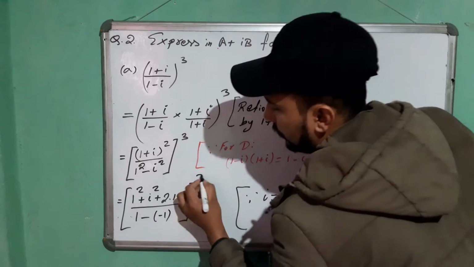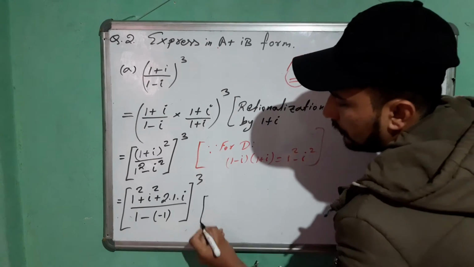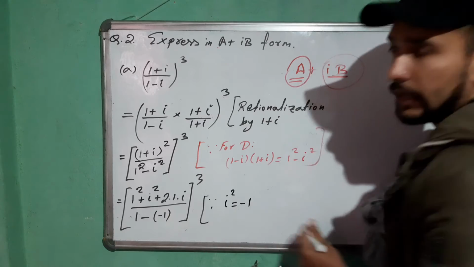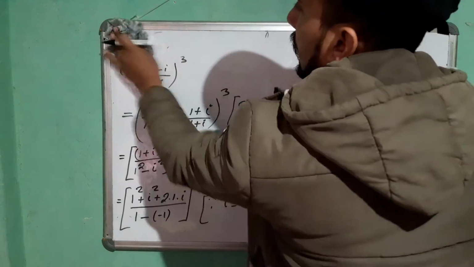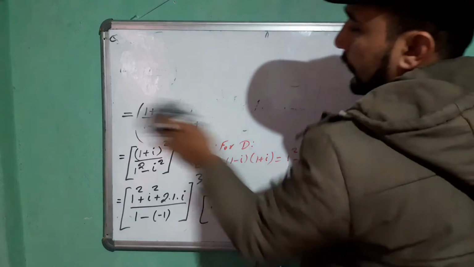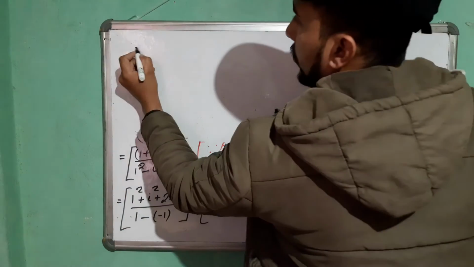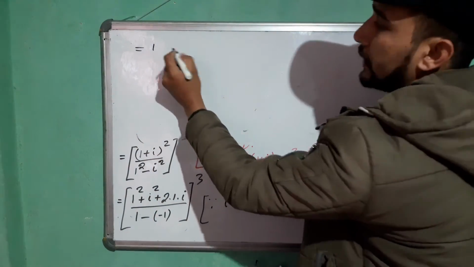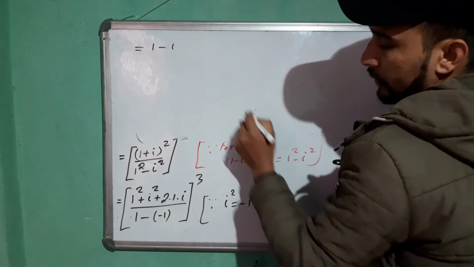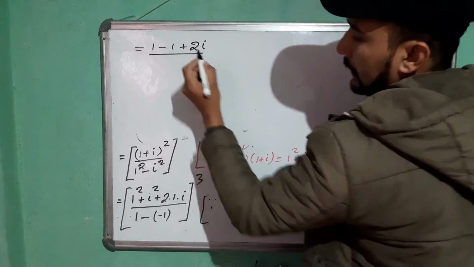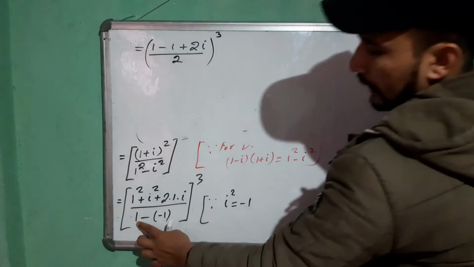I square is minus 1, because I have given the list of powers of i in previous video, isn't it? From there, 1 square will be 1 only, plus i square is minus 1, so minus 1, plus 2i divided by 1 plus 1 will be 2, whole cube is there. Okay, so 1 minus minus plus 1 is cube.